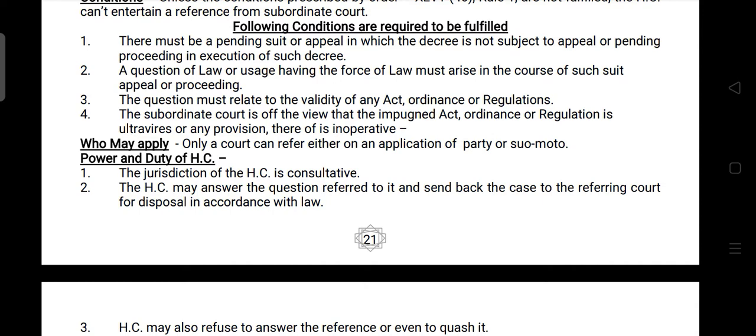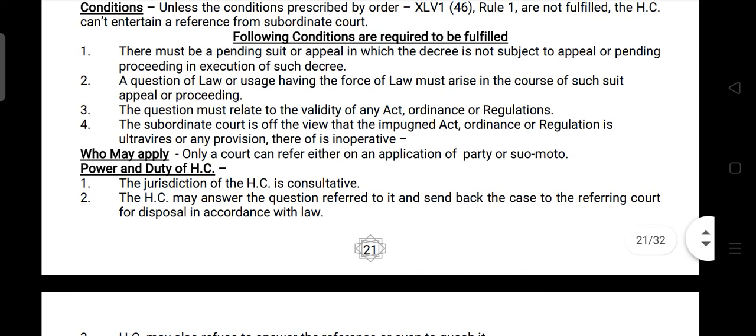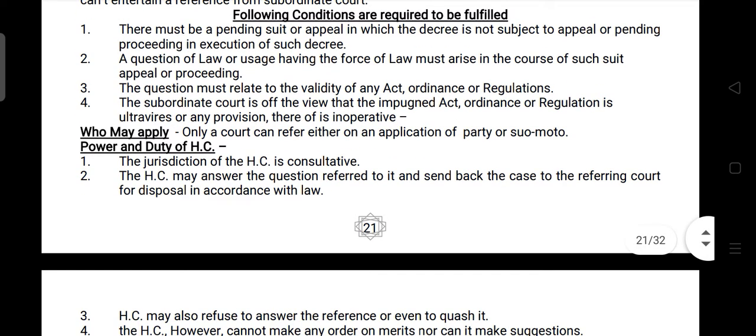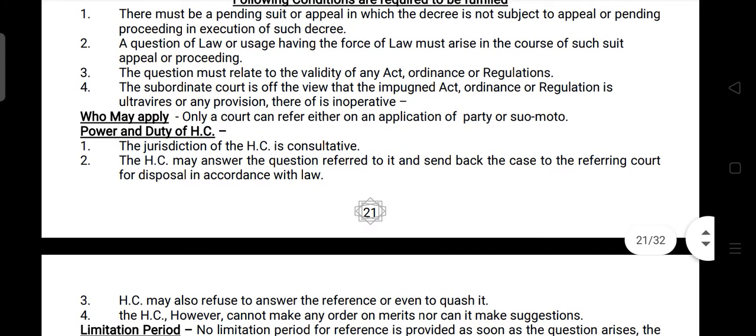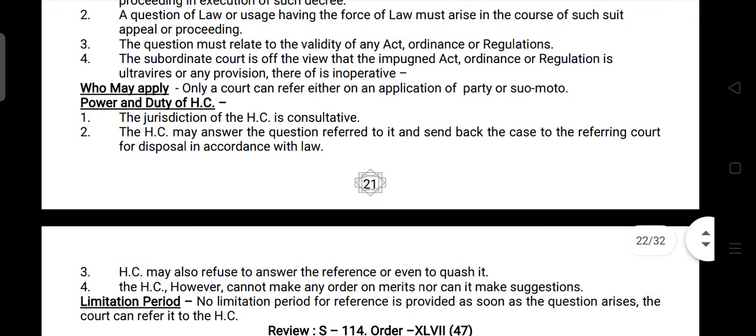A reference can be made by a court subordinate to the High Court to the High Court. What is the power and duty of the High Court? The jurisdiction of the High Court is consultative in nature, and the High Court may answer the question referred to it and send the case back to the referring court for disposal in accordance with the law.